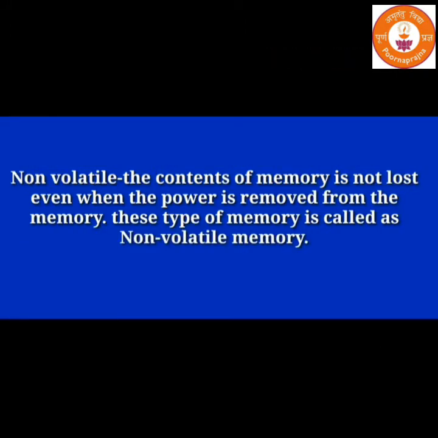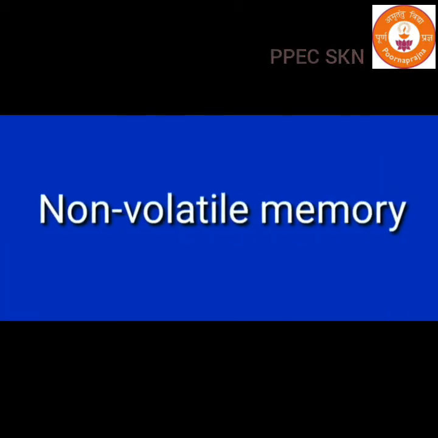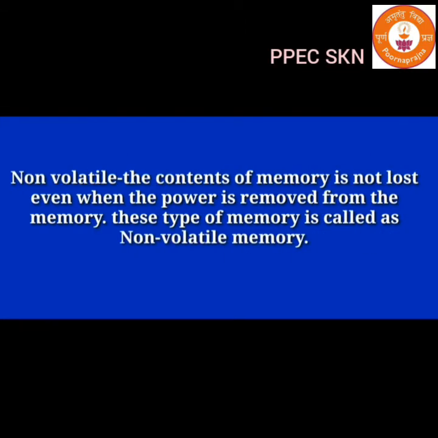So definitely we can think, what is non-volatile memory? The content of the memory is not lost even when the power is removed from the memory. This type of memory is called non-volatile memory. What are the examples of non-volatile memory? DVD, pen drive, CD. All these types of memories are known as non-volatile memory. Hope you understood the difference between volatile memory and non-volatile memory. So RAM is a volatile memory, ROM is a non-volatile memory.